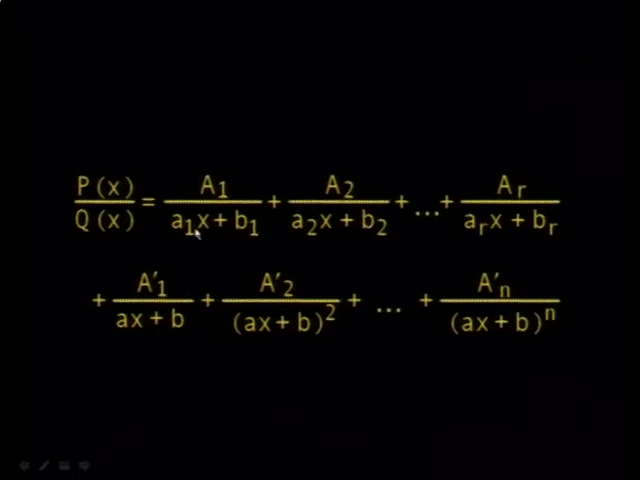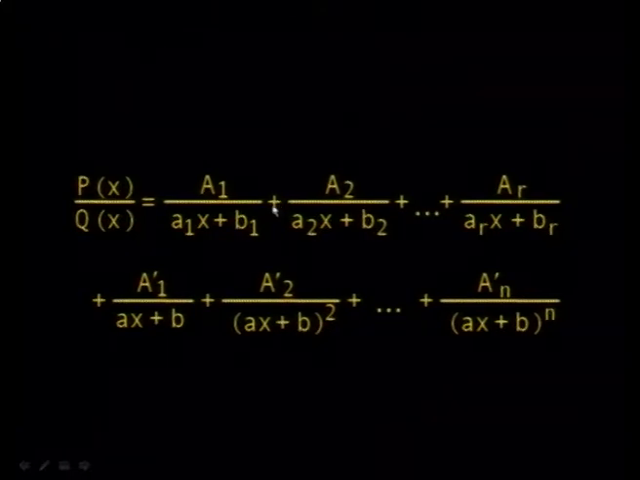Here you have a root minus b1 over a1. In other words, q of x is the product of what here? (a1x plus b1) times (a2x plus b2) until (arx plus br). But unfortunately, you have one polynomial which is repeated n times. So what you do, you have another set of fractions: a1 prime divided by the first one, times a2 prime divided by the second one squared, etc.